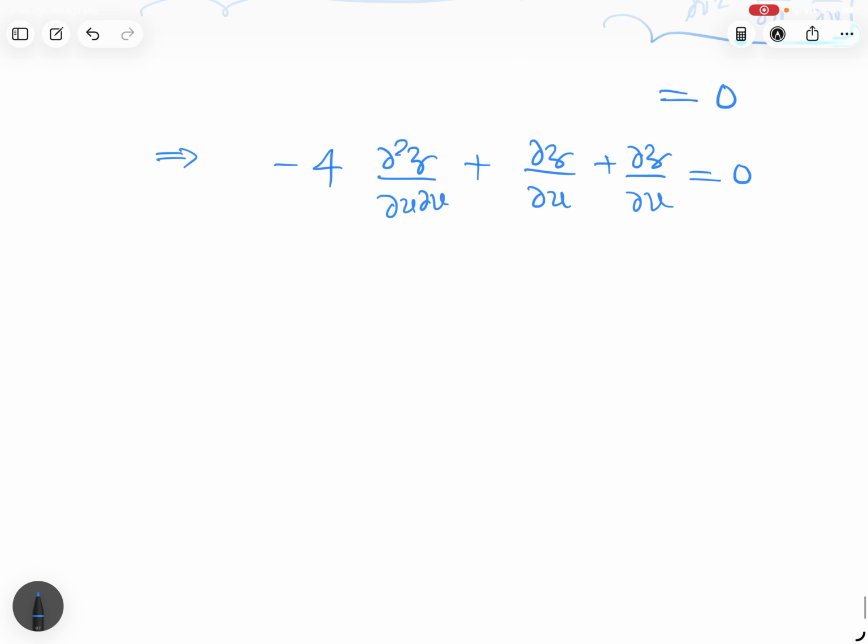So what you got actually is 4 times del to z del u del v is equal to this. After solving it, you will get this one.